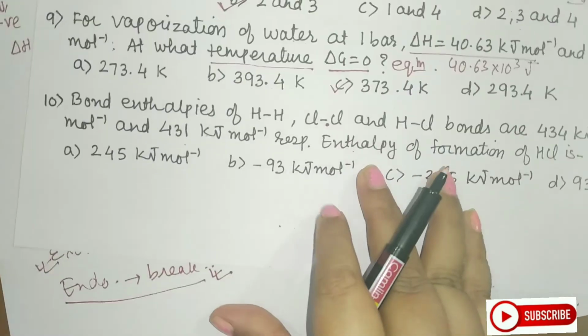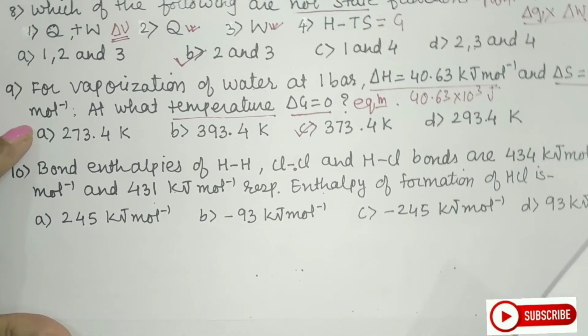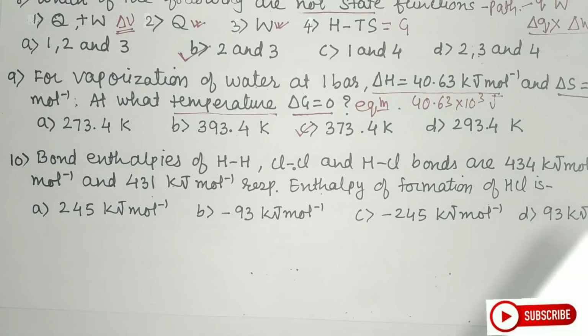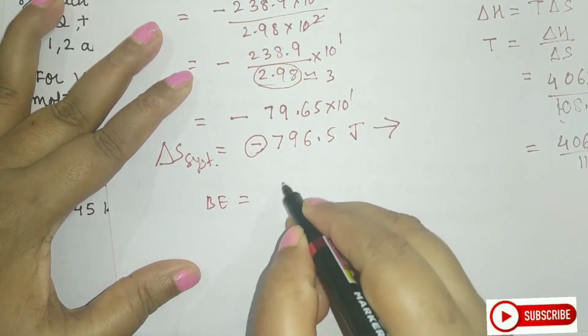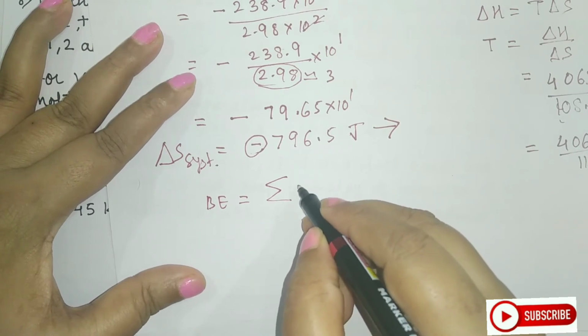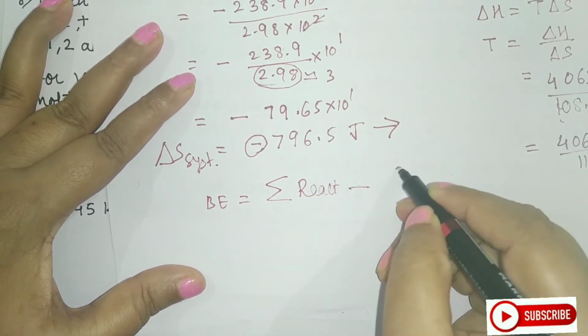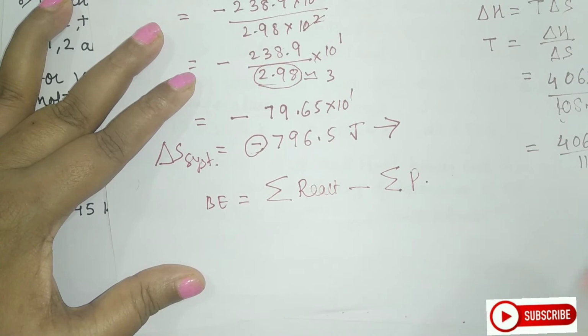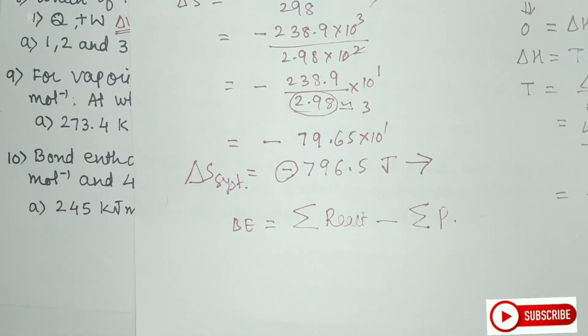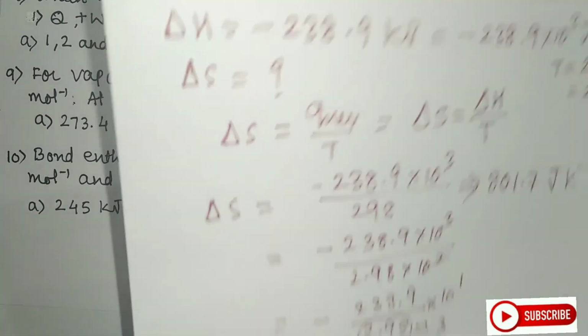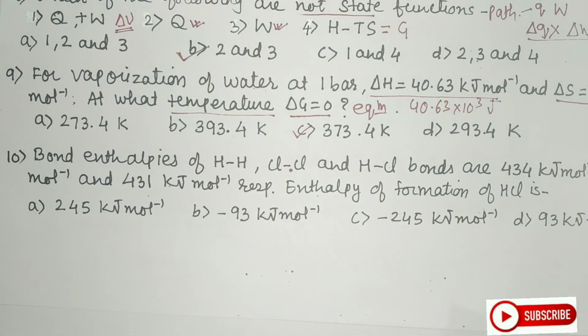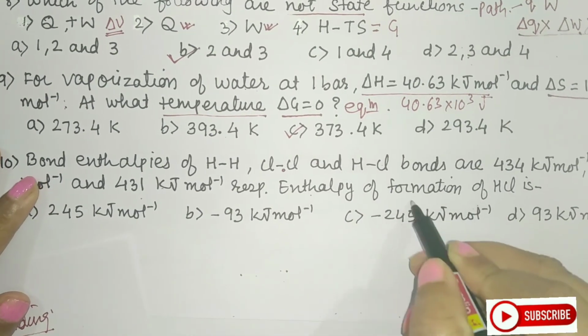Come to the last question. Bond enthalpies of this. This is very, very important. Whenever bond enthalpies are given, the formula you use is: enthalpy is equal to summation of the bond enthalpies of the reactants minus summation of bond enthalpies of the products. This is the first thing you must know. Second thing, whenever you are forming some compound, the formation of any compound must always be as 1 mole. Here they are asking for enthalpy of formation of HCl.